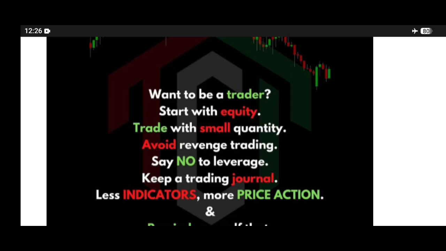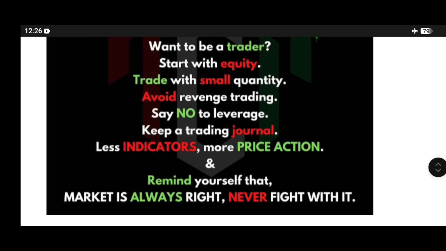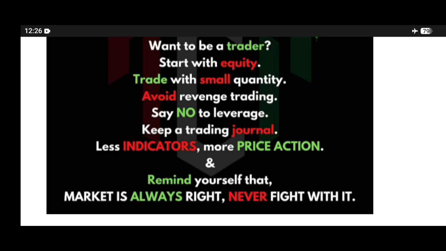Then keep a trading journal. Yes, of course. I have already told you before. Keep a trading journal. Journal your trades. Then the other one is less indicators, more price action. Say no to indicators and go more for price action.